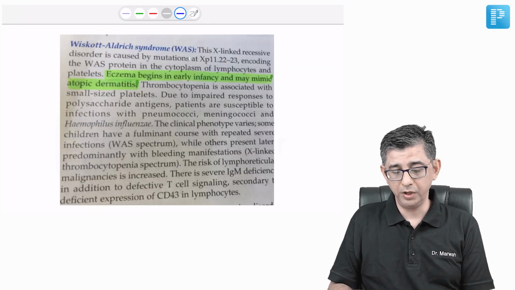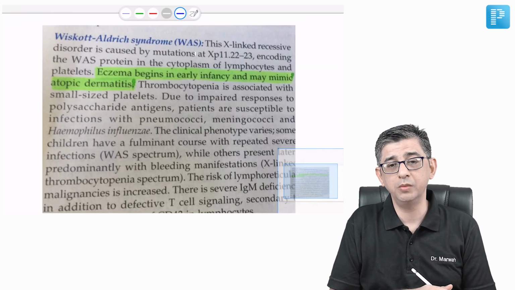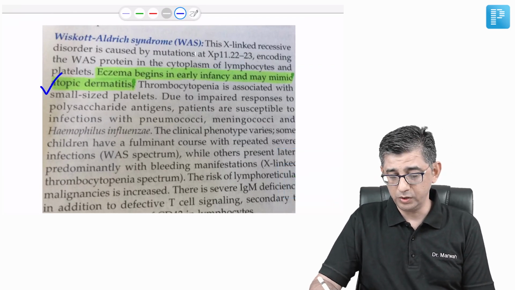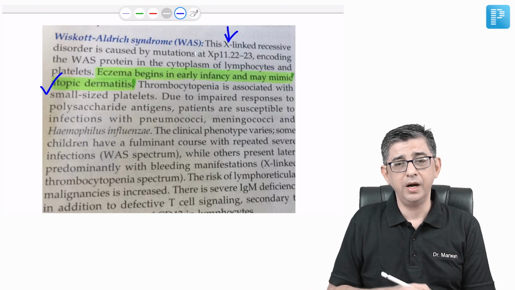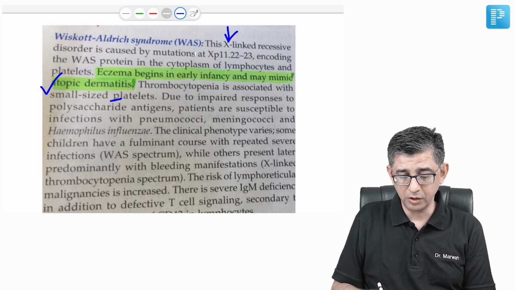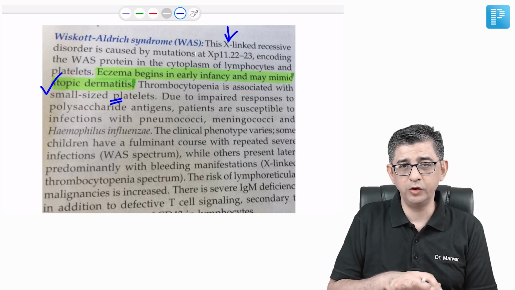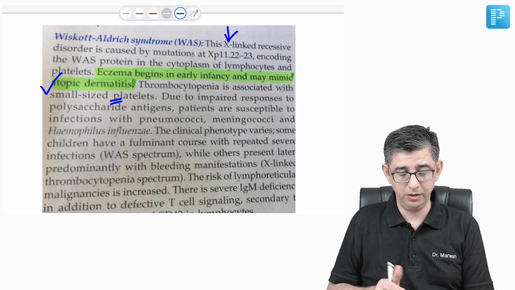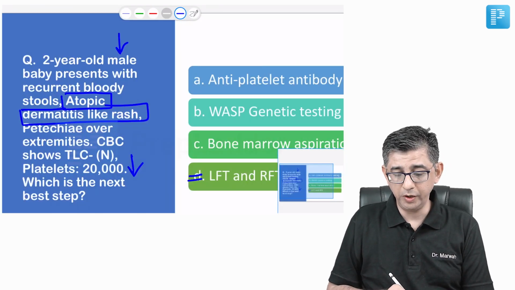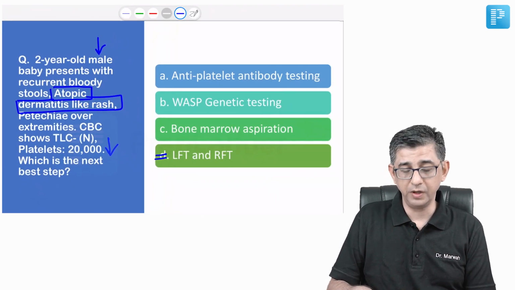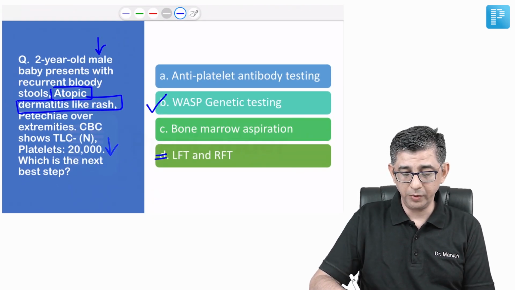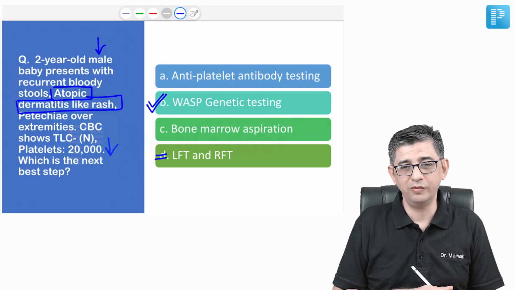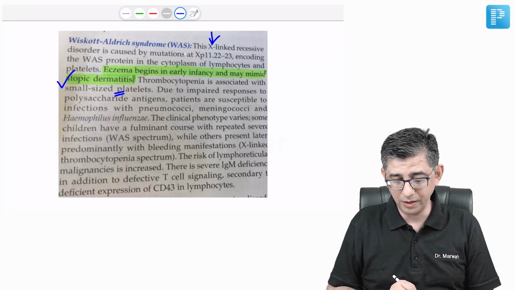Let's look at what OP Ghai says about it. He mentions that eczema begins early in infancy, mimics atopic dermatitis. He's mentioned it right away with respect to this X-linked disorder. And yes, there is a thrombocytopenia. There are small size platelets. Now, in the exam, there was no mention of small size platelets. But since this clinical manifestation is highlighted in the textbook, we have to give credibility to this. The thought process of the examiner here is not a common diagnosis, but rather a fancy diagnosis of Wiskott-Aldrich, and therefore WASP genetic testing would be done in these patients.